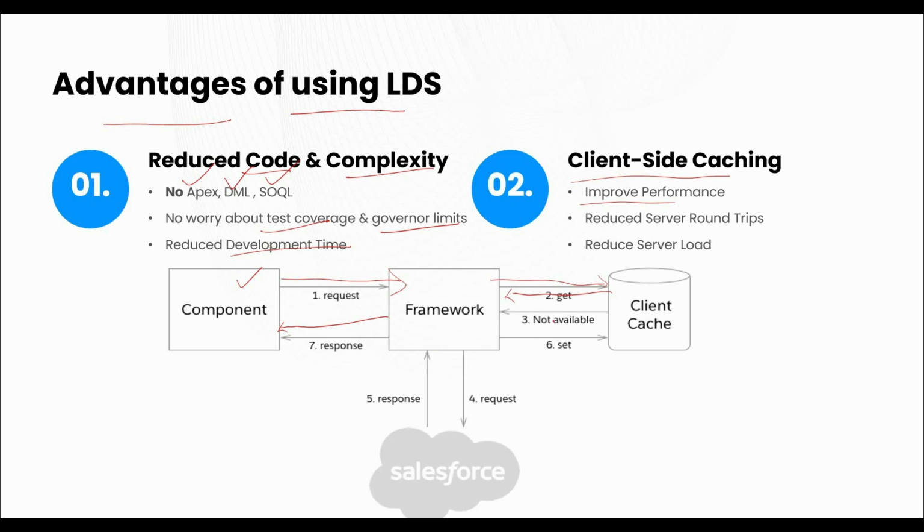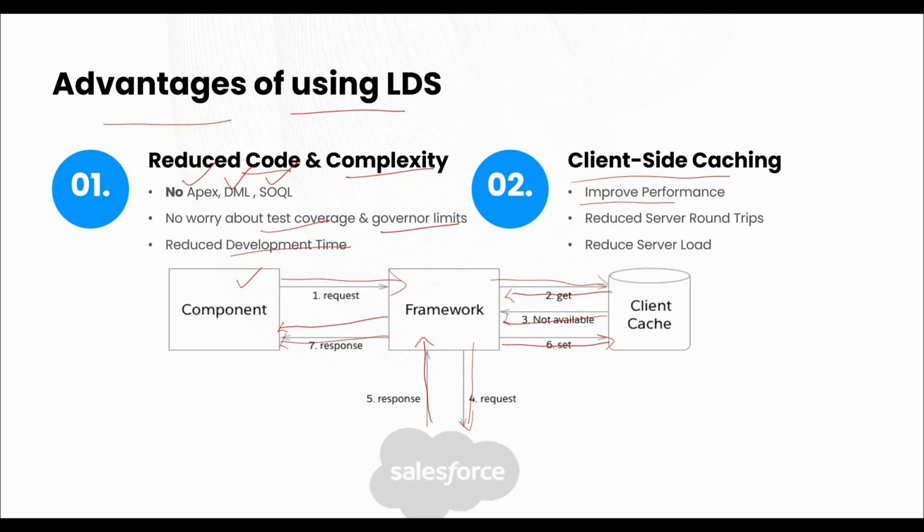And in case data is not available in client-side cache, then the framework will make a request to server, and then whenever the framework gets data, first it will store data into the client-side cache. After that, it will return data to the component.